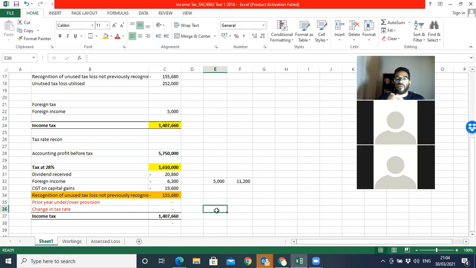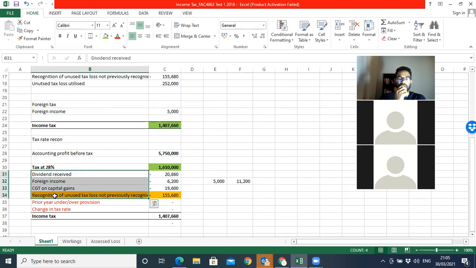Sorry, I actually worded it incorrectly. The tax rate recon deals with a reconciliation between tax at 28% based on accounting profit before tax and the actual income tax line item. What goes through the tax rate recon are all permanent differences between the two green highlighted numbers. Any permanent difference between the two green highlighted numbers will filter through the tax rate recon.